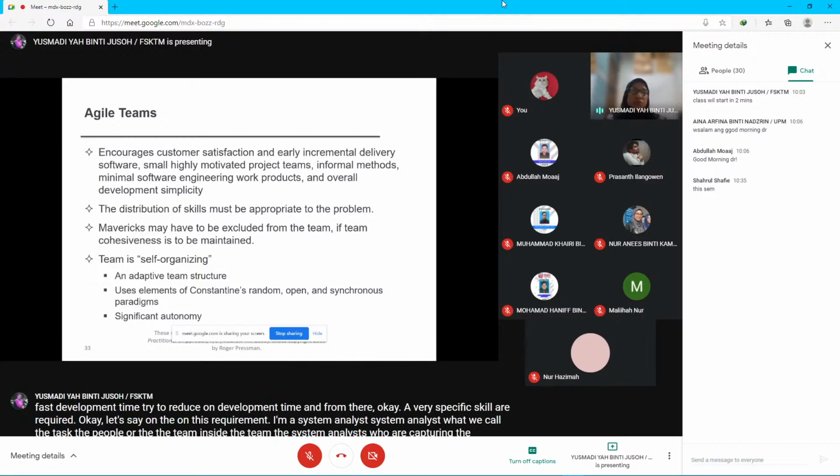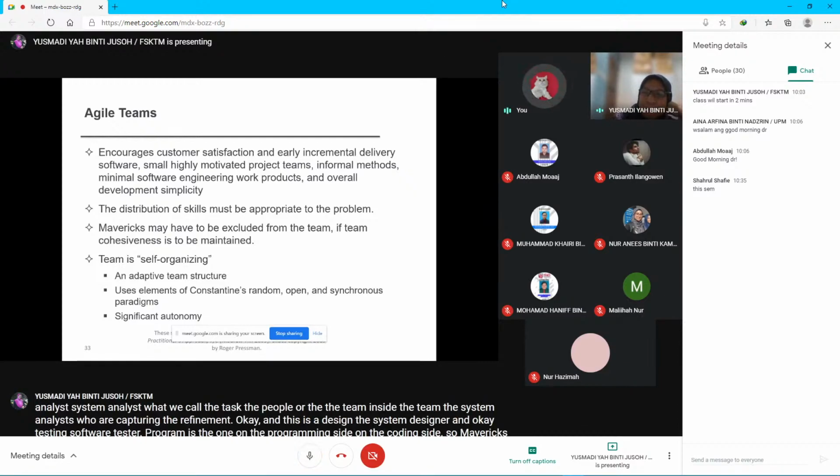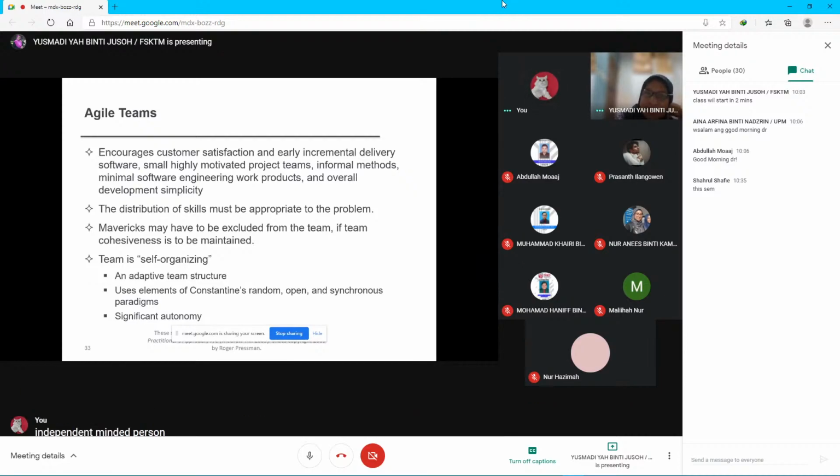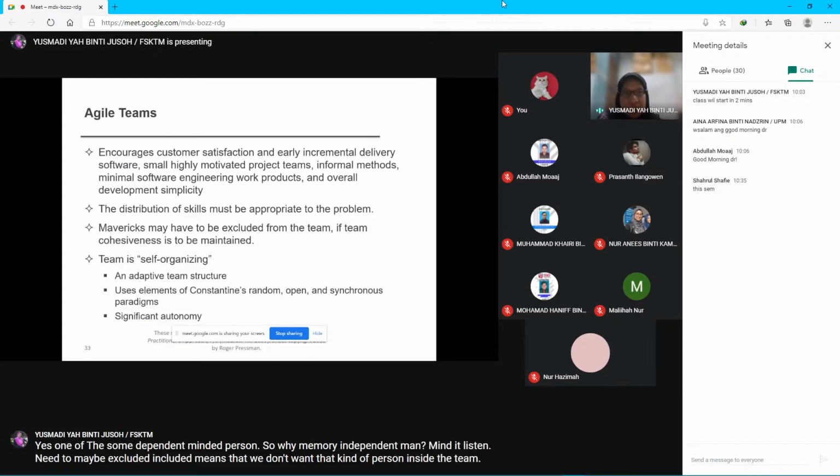Okay, so Mavericks. What is a Maverick, class? I'll give you a chance. You are in front of your computer. If you go for translation, what is Maverick? Yes. Okay, one example: an independent-minded person. So why Maverick? An independent-minded person may be excluded, meaning that we don't want that kind of person inside the agile team.